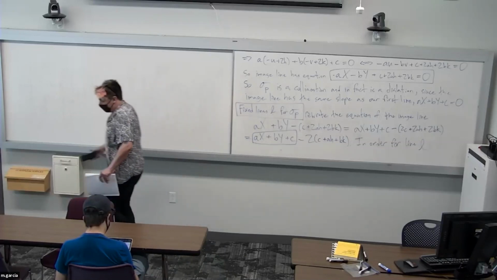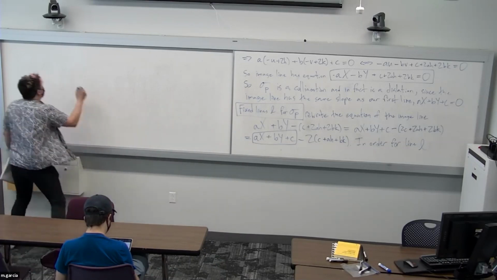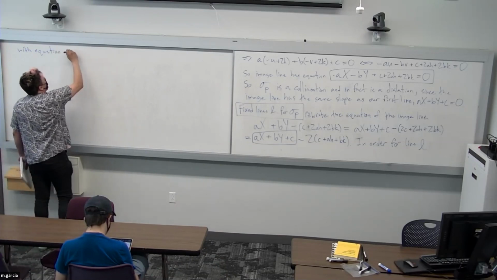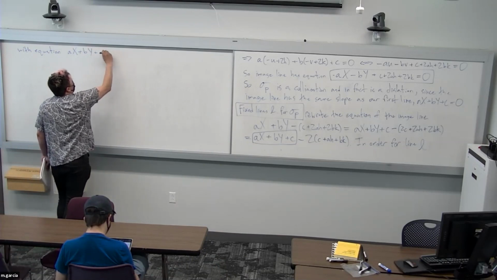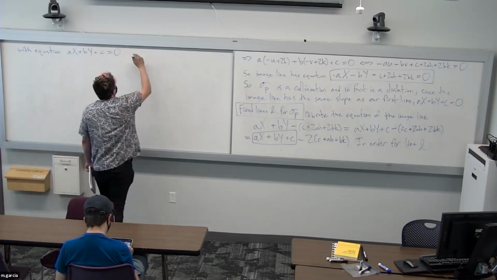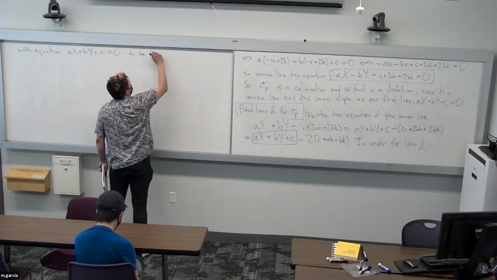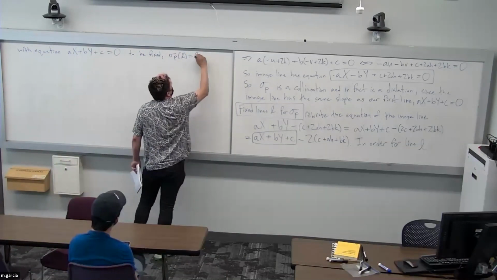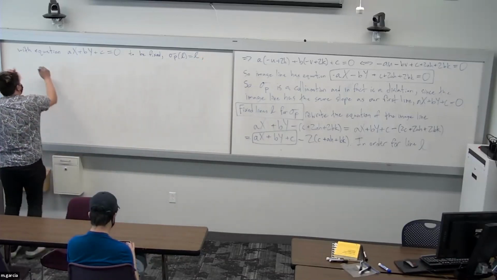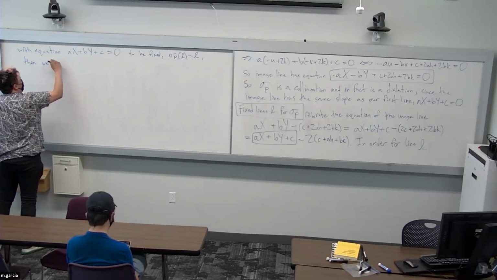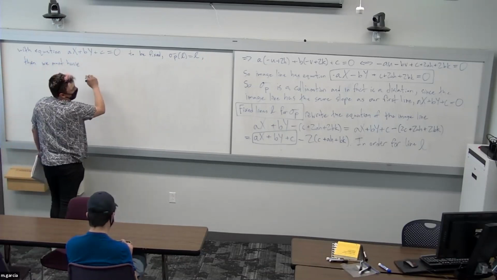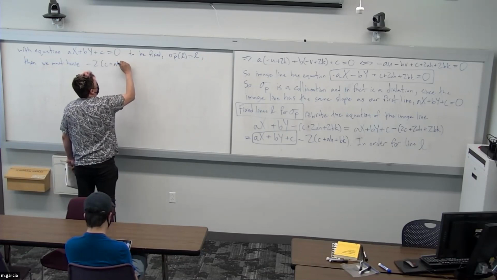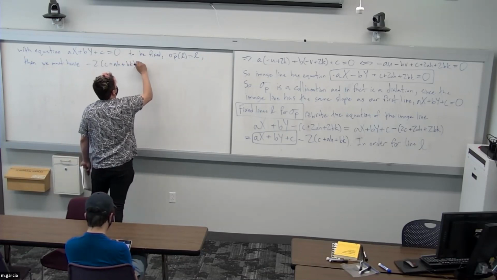So I'll say that all again. That is to say, in order for line L with equation ax plus by plus c is equal to 0 to be fixed, that is to say, sigma sub p of L is equal to L, then we must have this last term, negative 2 times C plus AH plus BK is equal to 0.